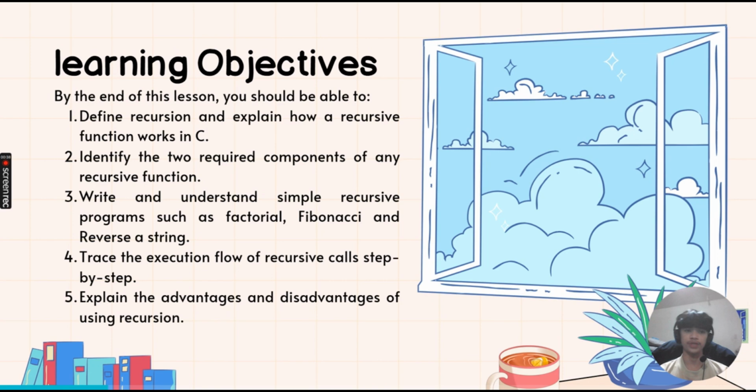Next page is learning objectives. By the end of this lesson, you should be able to define recursion and explain how a recursive function works in C. Number two, identify the two required components of any recursive function. Number three, write and understand simple recursive programs such as factorial, Fibonacci, and reverse a string. Number four, trace the execution flow of recursive calls step by step. Then the last part is explain the advantages and disadvantages of using recursion.